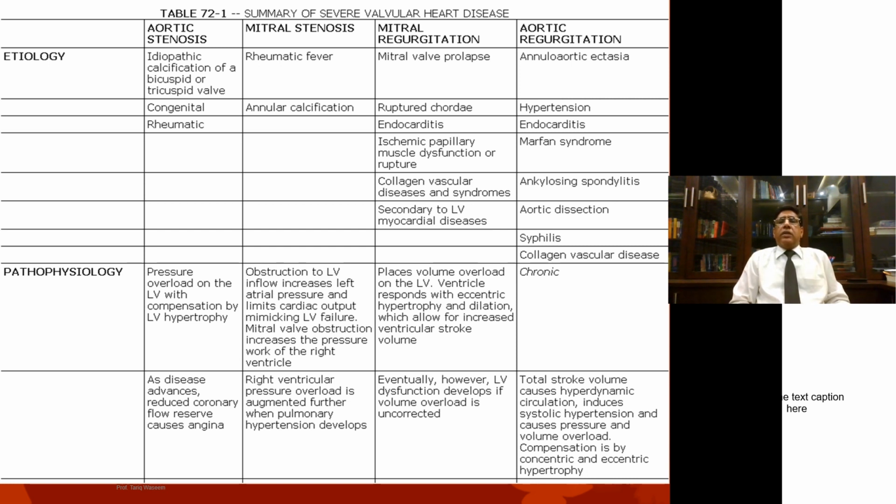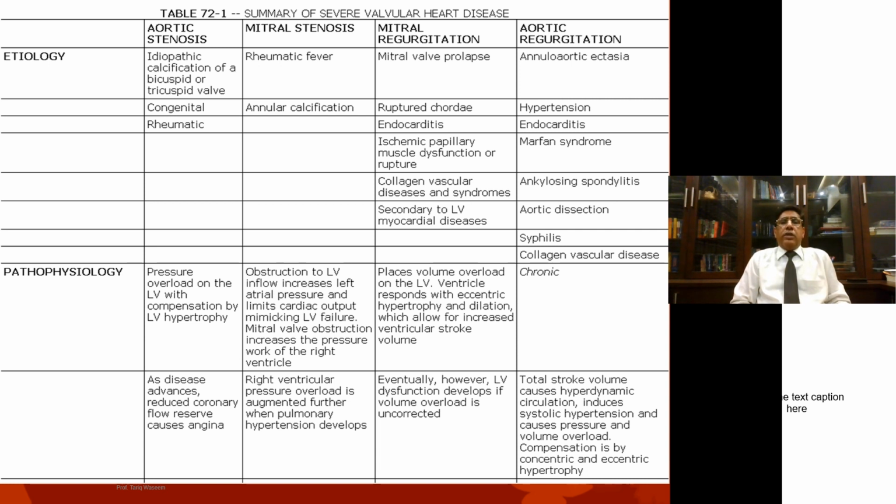Aortic regurgitation is a result of annulo-aortic ectasia, or the root malfunctioning or being dilated, pulling apart the cusps. Hypertension, endocarditis, Marfan syndrome, ankylosing spondylitis, aortic dissection, syphilis, and collagen vascular disease are other causes of aortic regurgitation.